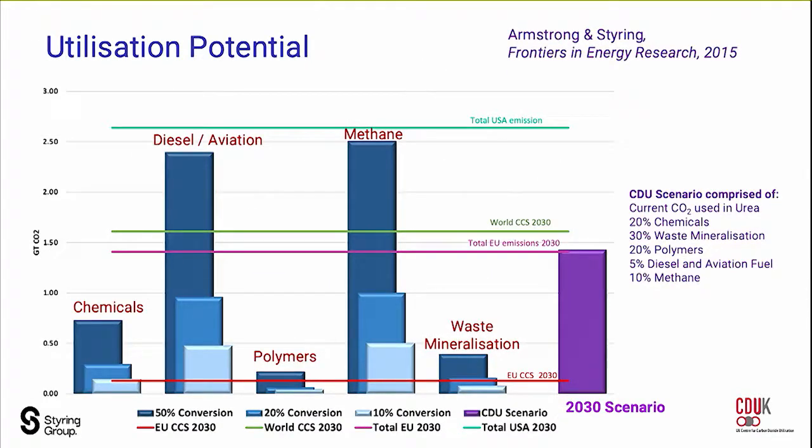The potential is huge. So Alissa showed the Global CO2 Initiative report. We've done a report slightly, I think 1 year before that, which is shown there. And we, using conservative estimates, conservative scenarios, say by 2050, you can capture and use enough CO2 to account for the whole EU emissions. And you're getting very close to the USA emissions and the world carbon capture emissions.